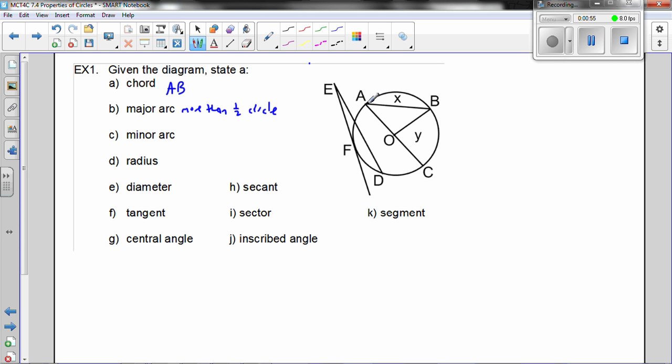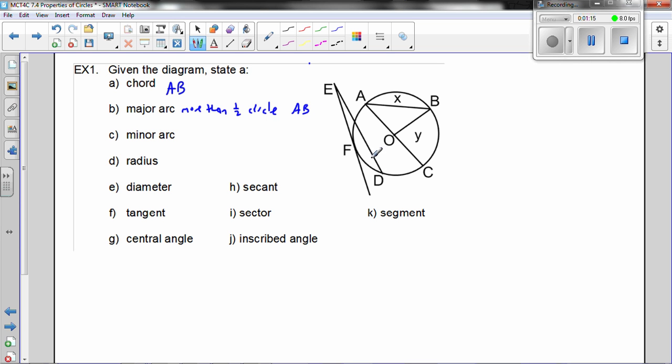And what the heck do I mean? Well, notice AB is an arc. I could say that's an arc. But that's not more than half the circle. This way is also an arc, AB, isn't it? AB this way is a major arc. So AB is a major arc.